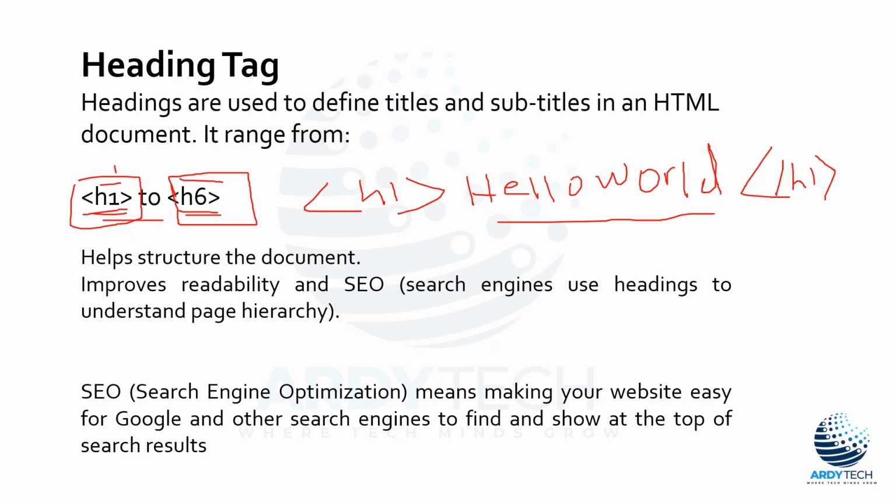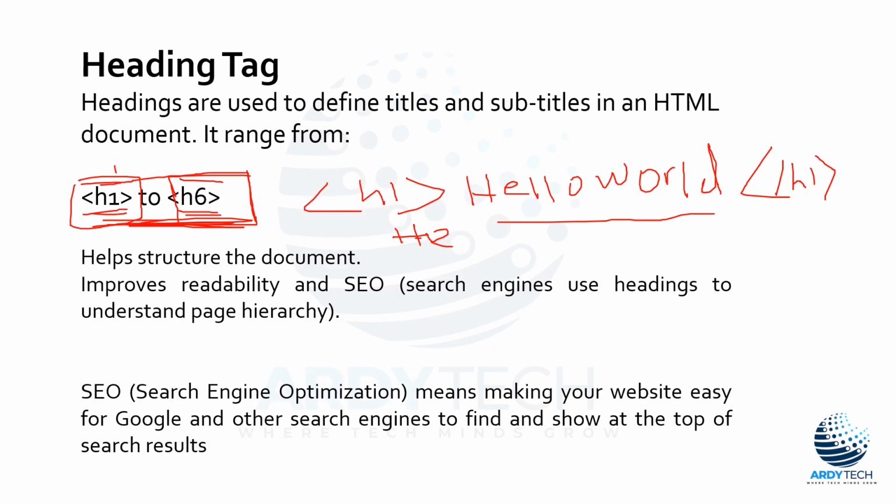And of course, it helps to structure the document. Let's say, for example, you have headings and subheadings or subtitles, as well as paragraphs. H1 to H6 heading tags can make the headings stand out, and they also improve readability for SEO.